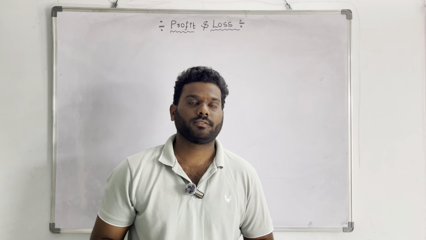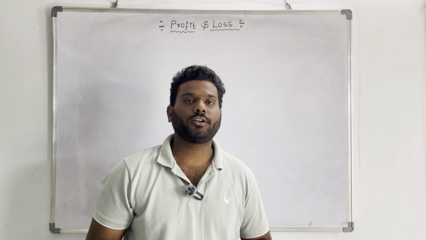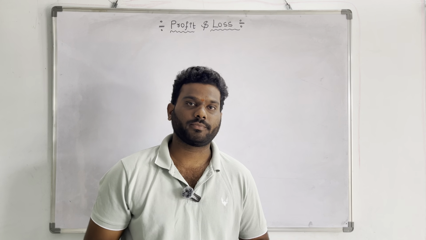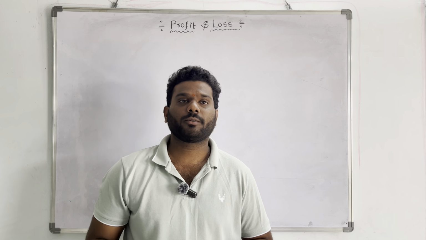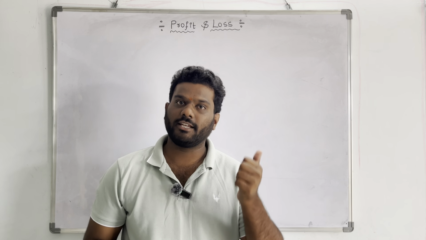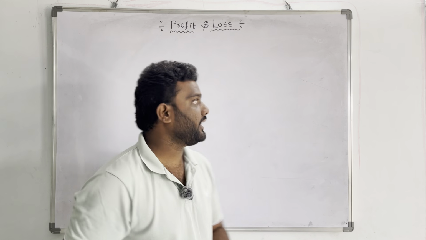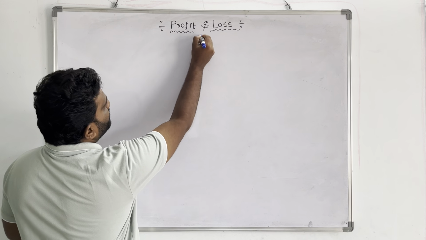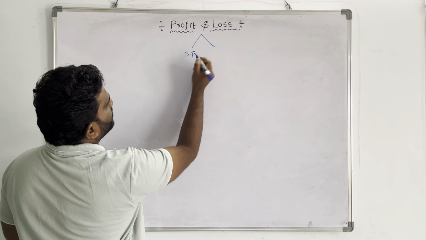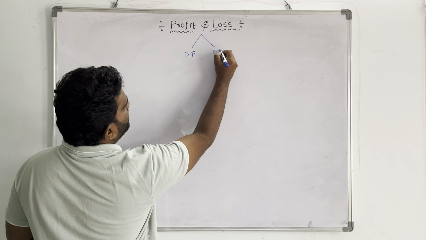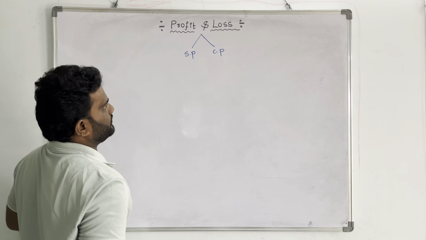Profit and loss is one of the most important topics for all government job exams, correct? Mainly, profit and loss depends upon two terms: one is selling price, and the other is cost price. Let me write those two. Profit and loss depends upon two things: selling price and cost price.